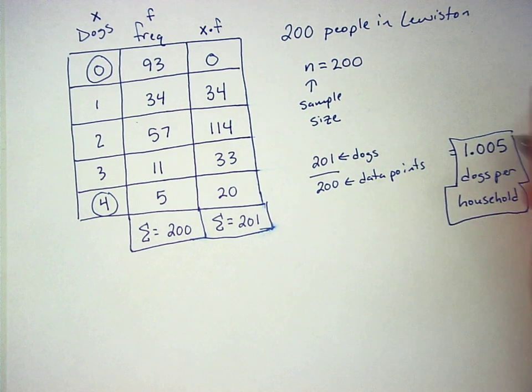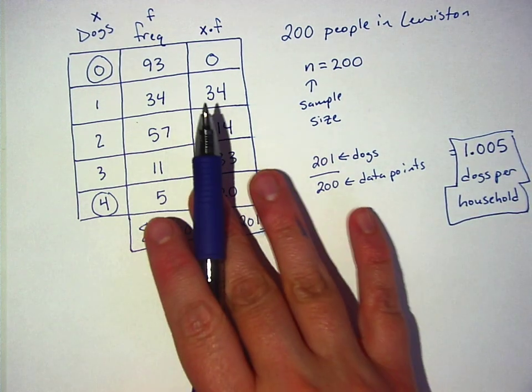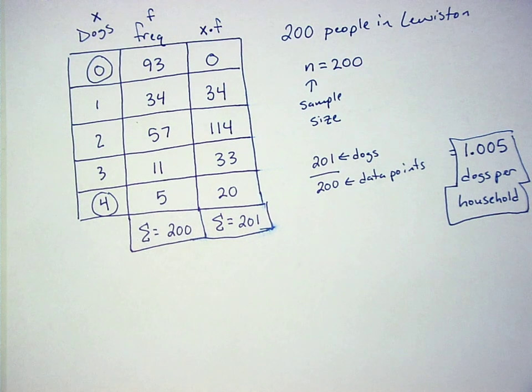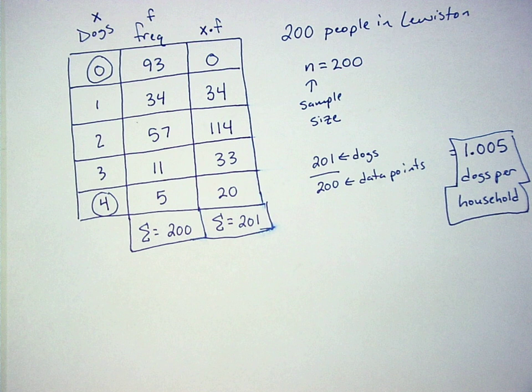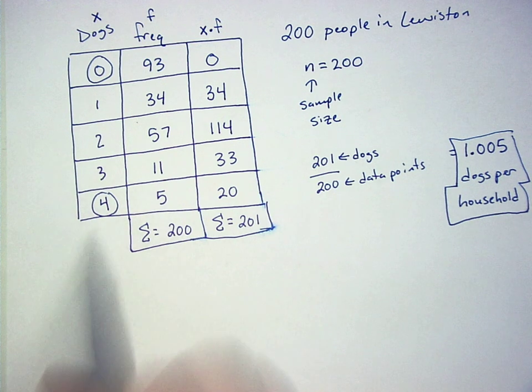Does that kind of match this data? I mean, think about how many zeros there are, right? That cancel out the larger dog families. A little bit more than 1 dog per household in Lewiston, on average. Because you got some families that have like 4 dogs at their house. All right. Does this make sense to you?